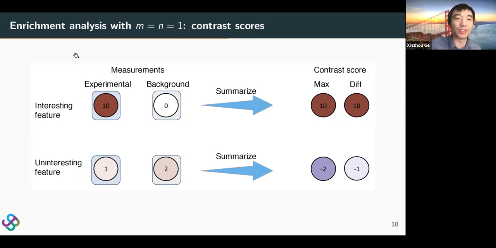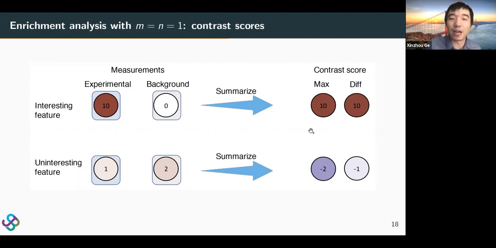And this is for the enrichment analysis with m equal to n. Do we have any questions about the calculation of the contrast scores? If not, then we will threshold the contrast scores. So for example, if we only use the maximum contrast scores, we will have 10 for the first feature and negative 2 for the second feature.